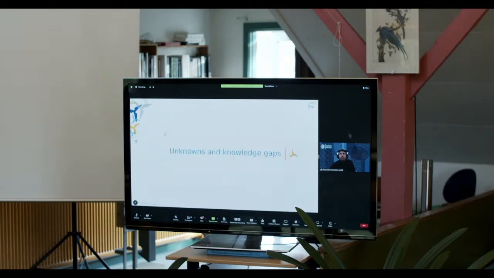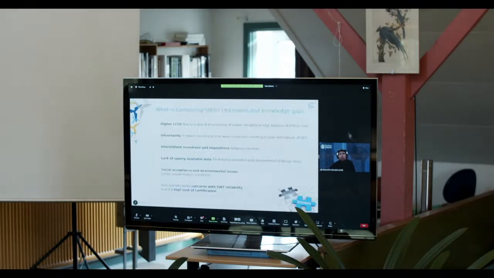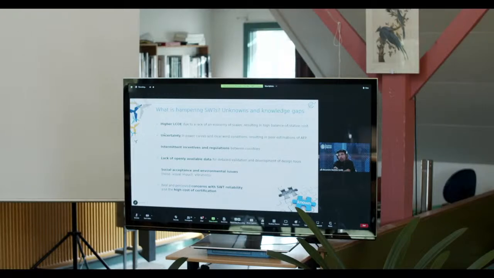So, as said, first we tried to highlight at least some of the unknowns and knowledge gaps for small wind turbines, and we turned it into 6 main categories. The first one is that in general, as you perfectly know, small wind turbines are entitled to having higher levelized cost of electricity with respect to utility scale wind, mainly due to the lack of economy of scales and to higher balance of station costs.